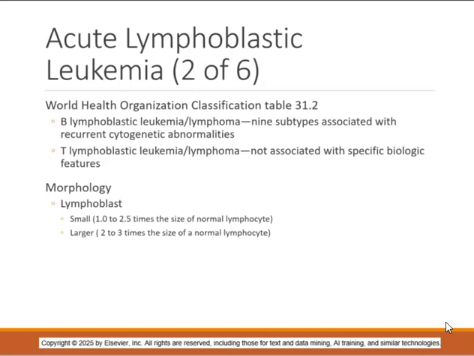So there are 9 different types associated at this time until they make another classification, looking at chromosomal cytogenetic abnormalities. T lymphoblastic leukemia lymphoma really doesn't have certain kinds of biological markers. I mean, they'll have different features that we'll see in the bloodstream and on their skin, but they really don't have a lot of specific biological markers that we know of. So when you're looking at lymphoblasts, which I'll show you a picture of in a second, there are small lymphoblasts and there are larger lymphoblasts. So let's look at the picture here.